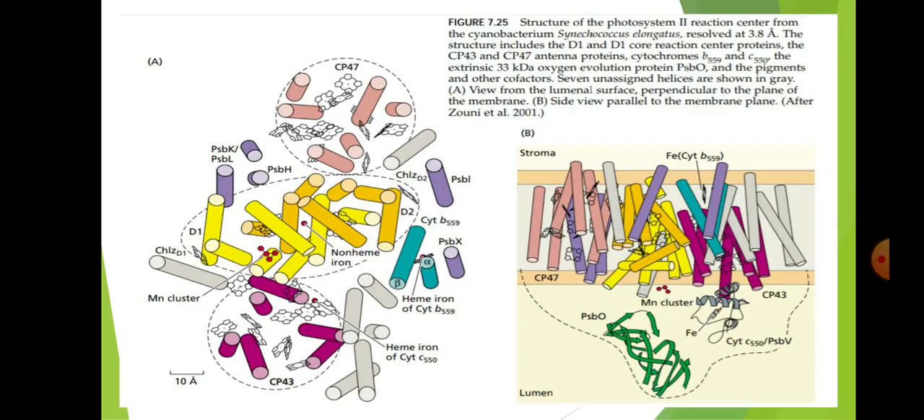See, this is the structure of the photosystem 2 reaction center from the cyanobacterium Synechococcus elongatus resolved at 3.8 angstrom. The structure includes the D1 and D2 core reaction center proteins, the CP43 and CP47 antenna proteins, cytochrome b559 and cytochrome c550, the extrinsic 33 kilodalton oxygen evolving protein PSBO, and the pigments and other cofactors. This is the A diagram, and the B diagram is the side view parallel to the membrane plane.